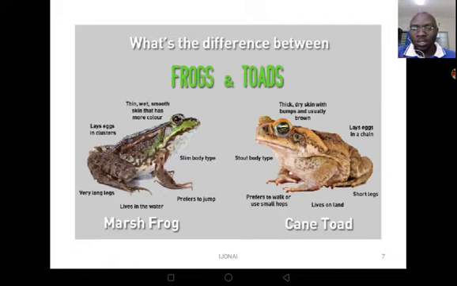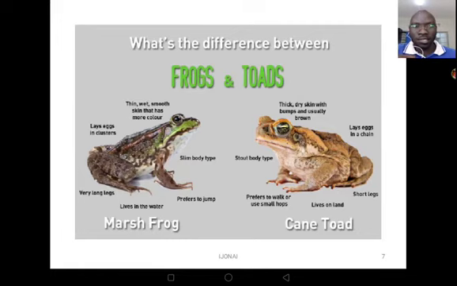Let's start with the frog. The skin of the frog is very thin, wet, moist, and smooth. And in most cases, it bears some colors, either greenish, yellowish, or brownish. Those are the colors of the frogs. Whereas for the toad, their skin is thick, dry or less moist, and bumpy.